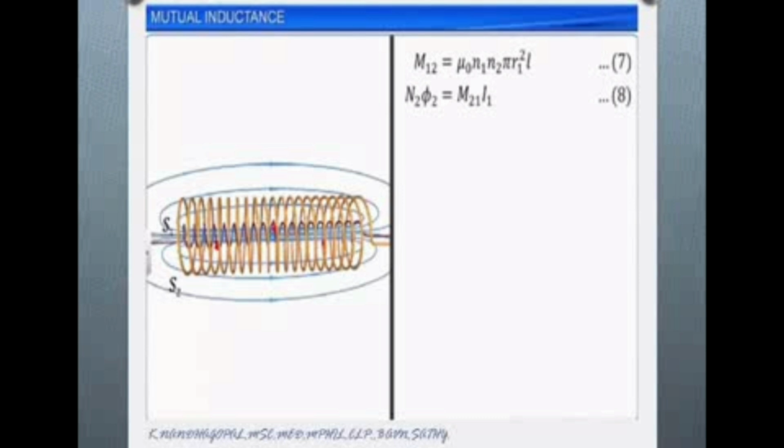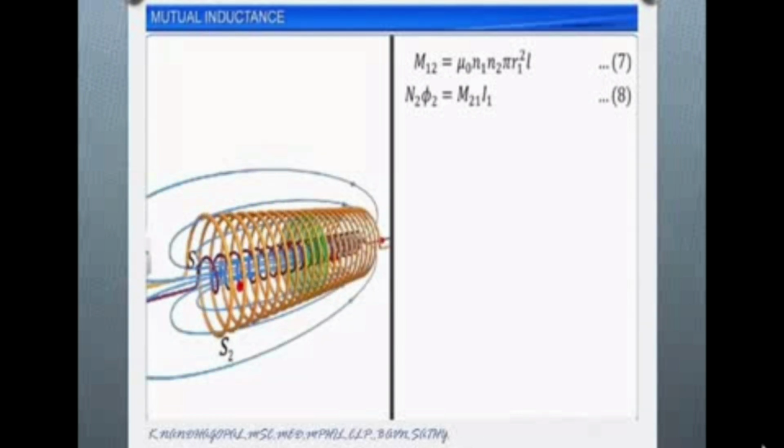What you have to get is M12 equal to mu naught N1 N2 pi R1 square by L. The same formula you will get when you are doing the calculation for the secondary, that when the current flows in the secondary coil, the mutual inductance is produced in the primary coil. So here the two solenoids are of equal length, so it is producing an equal amount of magnetic flux. Suppose the length is varying between the two coils, maybe the mutual inductance will vary, but here we are taking that the two coils are in the same plane.